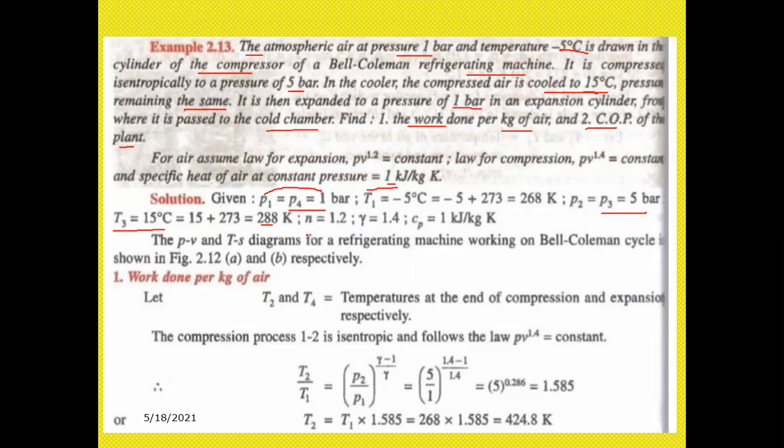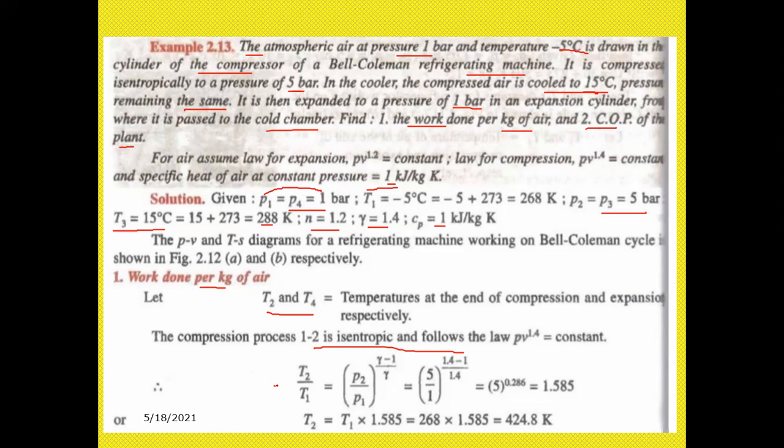Right, now what is given: n is equal to 1.2, gamma is equal to 1.4, cp is equal to 1 kilojoule per kg. So the figure is shown. Draw the figure first, later the work done per kg of air. So the work done across the temperatures T2 and T4, the temperatures at the end of the compression and expansion stroke. The compression process 1 to 2 is isentropic and follows the law PV to the power of gamma, that is 1.4, is equal to constant.